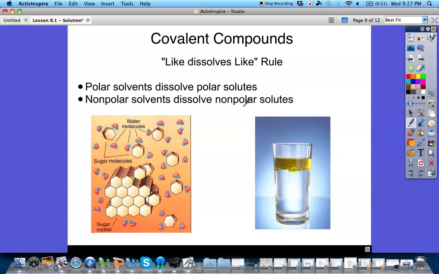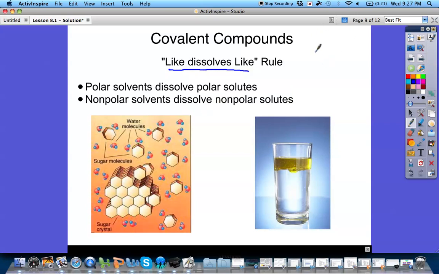So for covalent compounds, they follow a different dissolving process. The rule like dissolves like is going to determine if a covalent compound will dissolve or not. So polar solvents dissolve polar solutes. Nonpolar solvents dissolve nonpolar solutes. So the polarity needs to be the same in order for the solute to dissolve in the solvent.